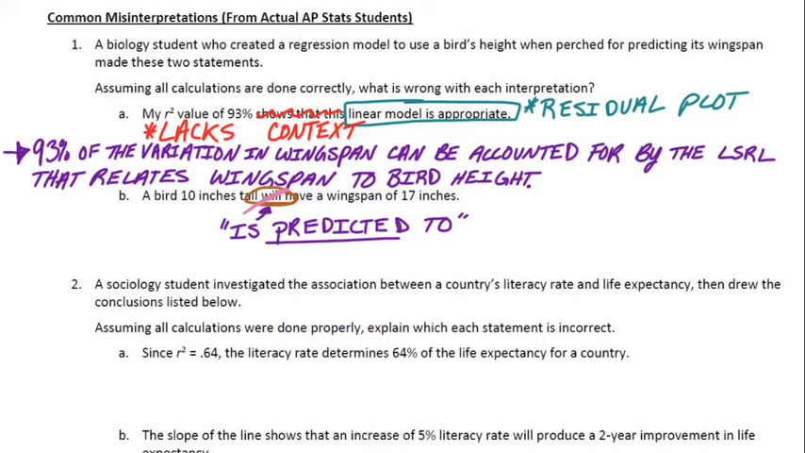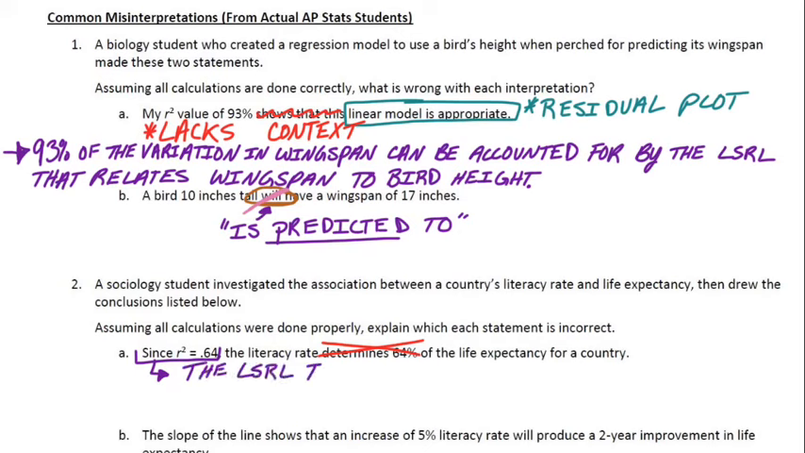Number 2, a sociology student investigated the association between a country's literacy rate and life expectancy, then drew the conclusions listed below. Assuming all done properly, explain why each statement is incorrect. The first statement, part A, says, since r squared equals 0.64, the literacy rate determines 64% of the life expectancy for a country. That's definitely incorrect, because we can't say that r squared determines 64% of the life expectancy.